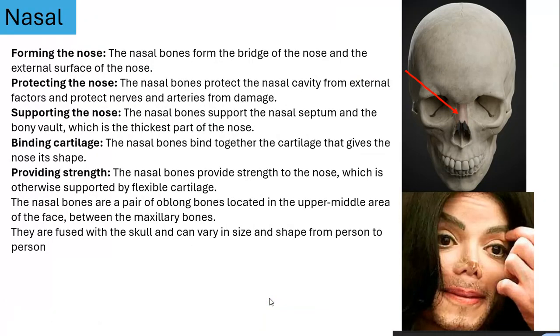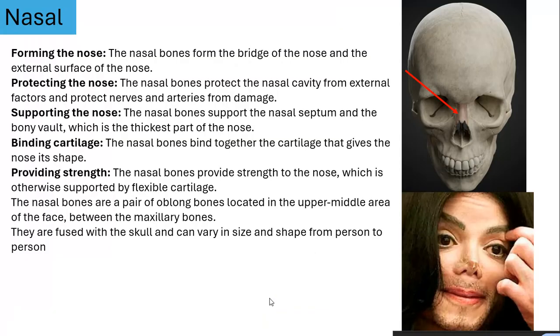Nasals, we have a pair of nasal bones. The nasal bones form the bridge of the nose and the external surface of the nose, protecting the nose. The nasal bones protect the nasal cavity from external factors and protect nerves and arteries from damage. Supporting the nose, the nasal bones support the nasal septum and the bony vault, which is the thickest part of the nose. Binding cartilage, the nasal bones bind together the cartilage that gives the nose its shape. Providing strength, the nasal bones provide strength to the nose, which is otherwise supported by flexible cartilage.